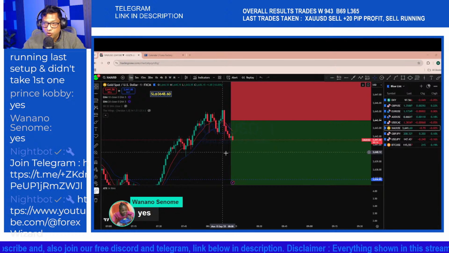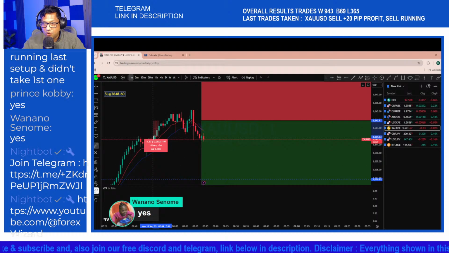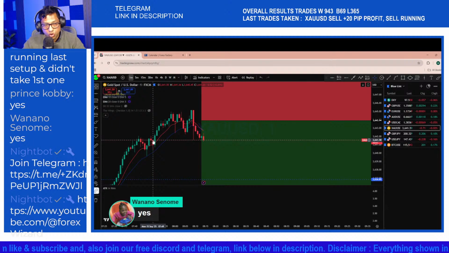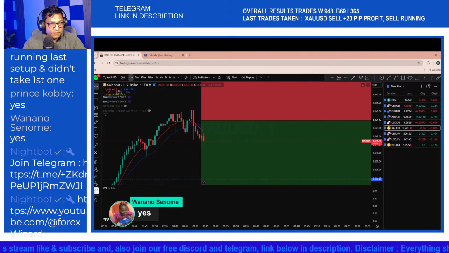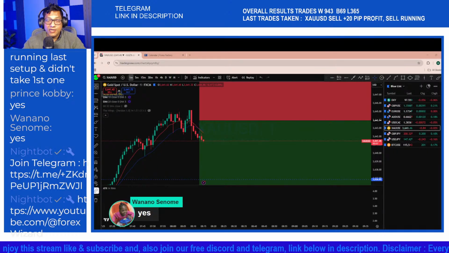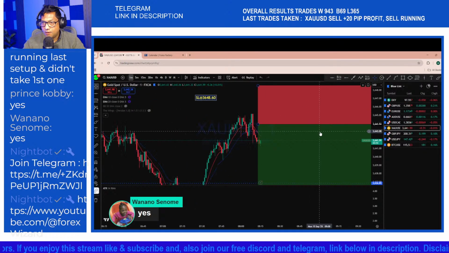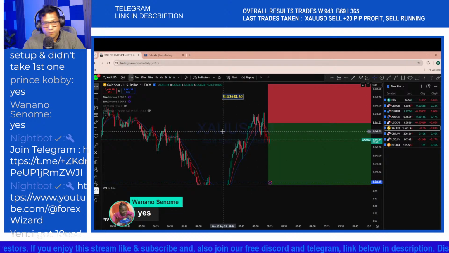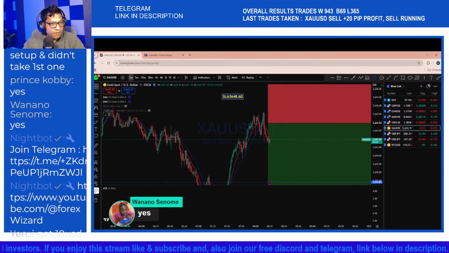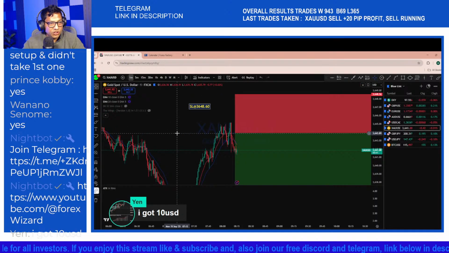Have you taken the profit with the second trade? Say yes if you have taken. How many pip? You can write them down on the chat. 22 pip, 24 pip, how many pip you have taken, or 30 pip. You can write in the live chat what you did on the second position, and are you still running your first position? Yes, I got 10 USD. Okay, very good. And the second position, first position is still running.